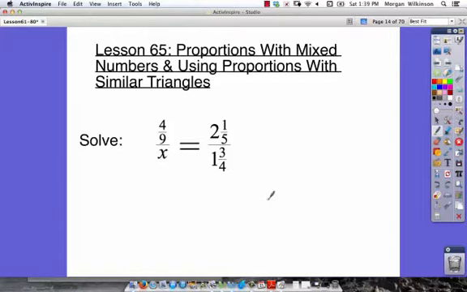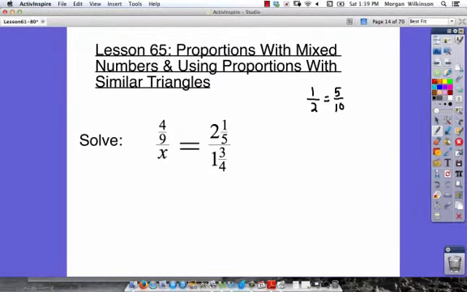Lesson 65 is about proportions with mixed numbers and using proportions with similar triangles. Now, in this problem, we have 4/9 over x is equal to 2 1/5 over 1 3/4. This is an example of a proportion, sort of like 1/2 is equal to 5/10. But this proportion is a little bit more complex because we have fractions and we have mixed numbers.